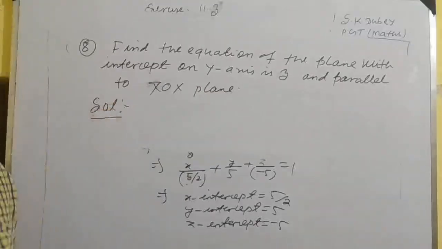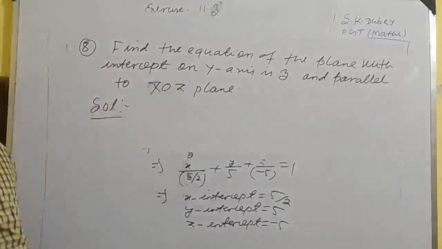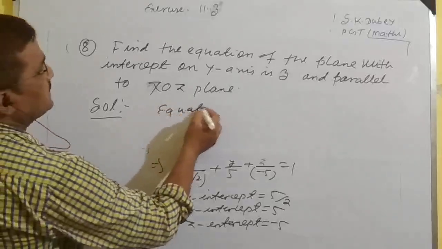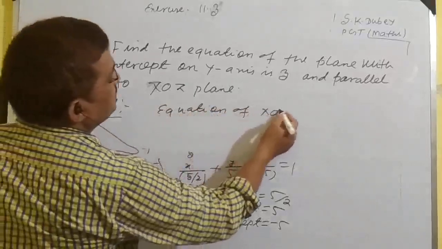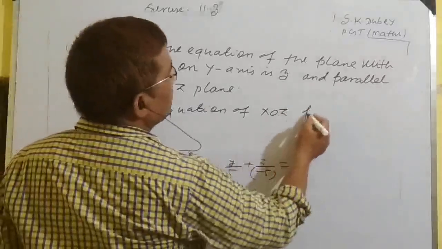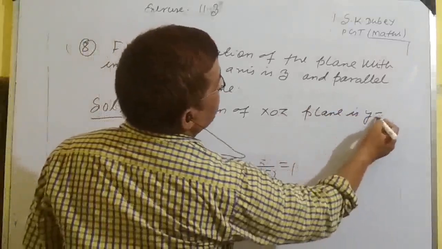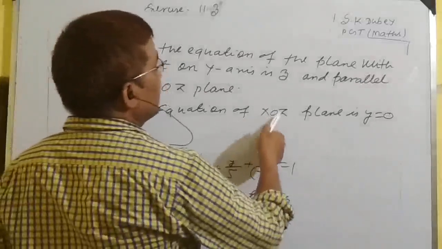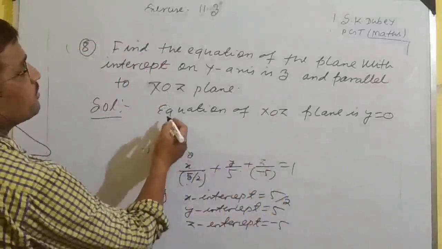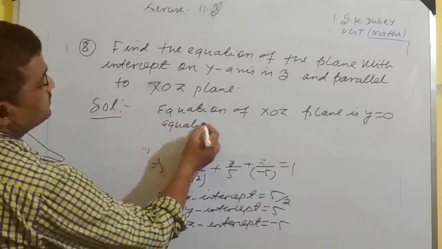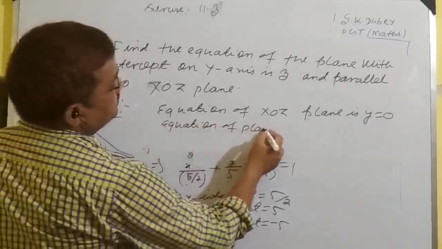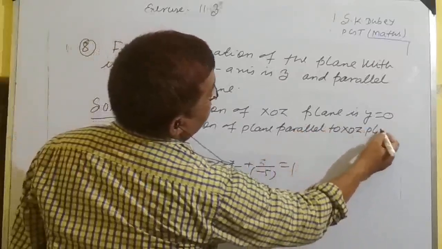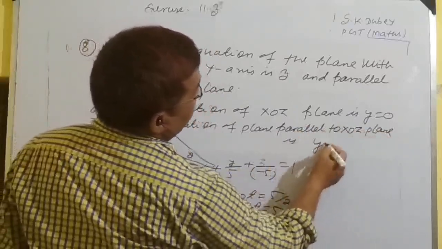Now we know that the equation of the XOZ plane, also known as the XZ plane, is y equal to 0, and any plane which is parallel to this plane is of the type y equal to k. The equation of a plane parallel to the XOZ plane is y equal to k.